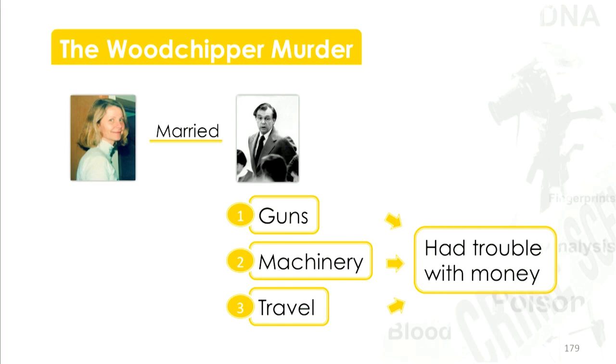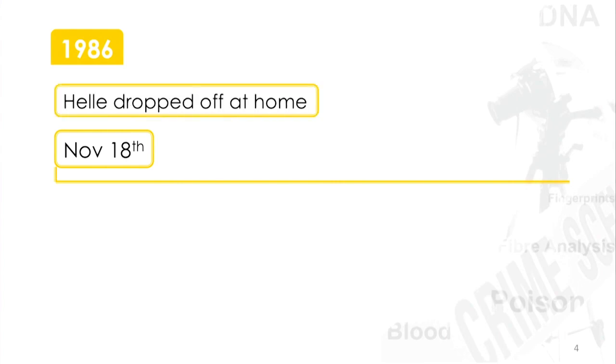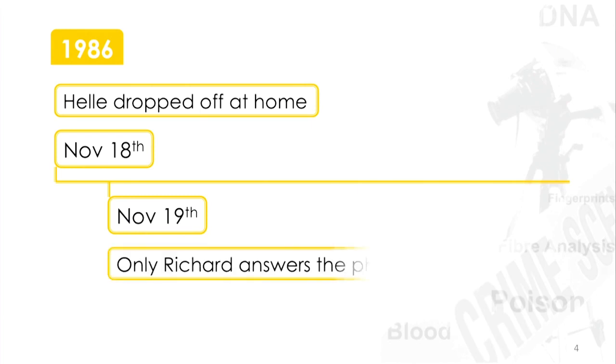Helle was also becoming suspicious of her husband, and she hired a private detective to check up on him. And the private detective turns out to be very important in this story. Well, let's go to November the 18th, 1986. This was a very snowy day. They lived in Connecticut, where you can get a lot of snow. Helle was dropped off at her home after work, and there was already 5 inches of snow on the ground. The next day, when anyone called the Crafts' house, only Richard would ever answer the phone. Helle didn't answer the phone that day.